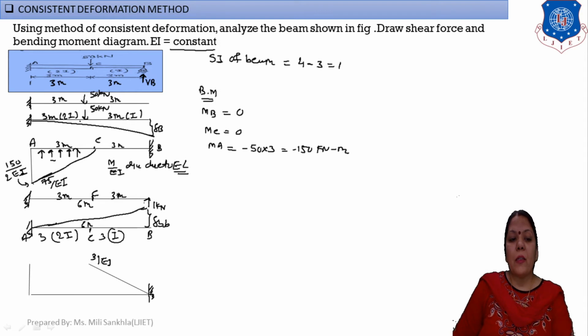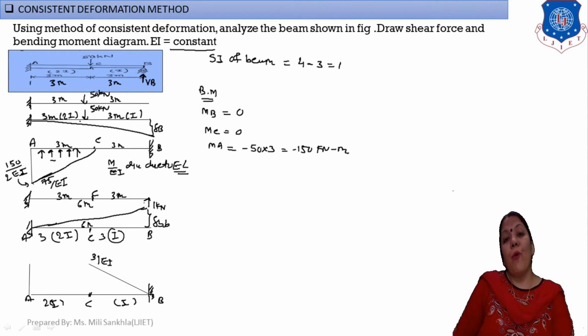Make a point here. This is A point, this one is C point, and this one is B point. This is the moment of inertia I, and this portion has moment of inertia 2I. Now the distance gives 1 into 3, that means 3 by EI. From this point, on the left-hand side, our moment of inertia is 2I. That means from this junction point we have to halve the moment, because some portion of the beam has I and some portion has 2I.